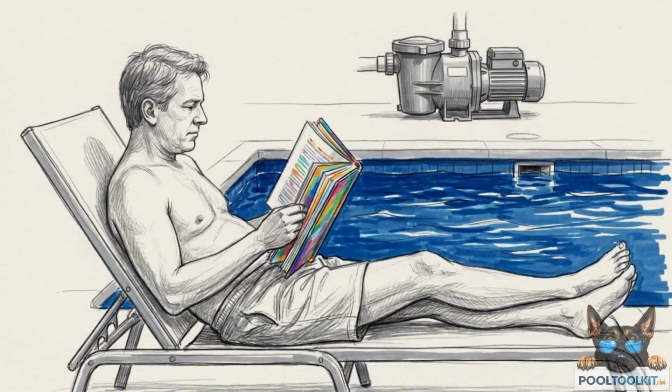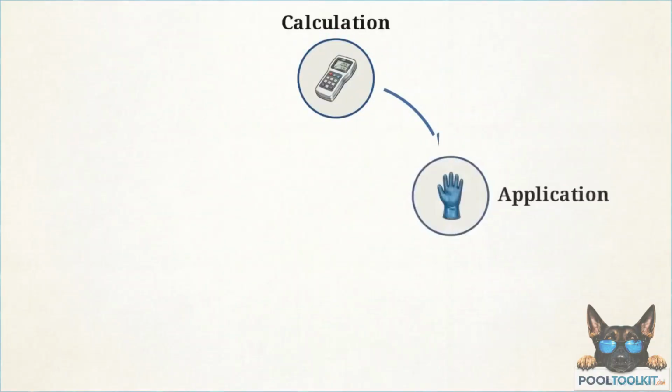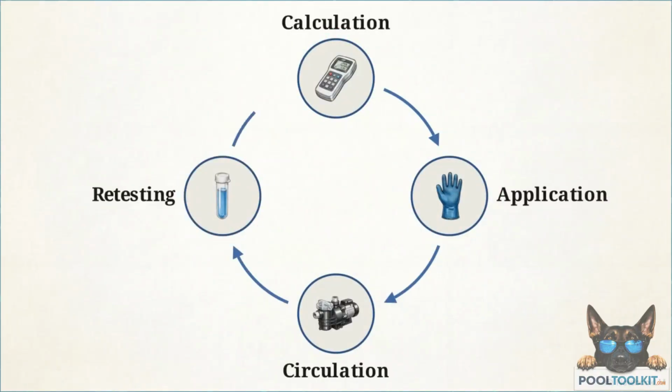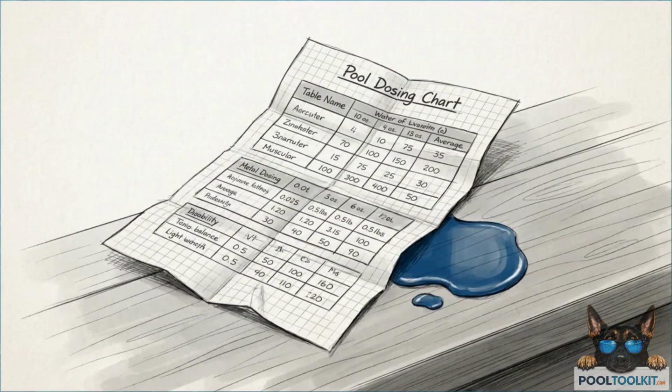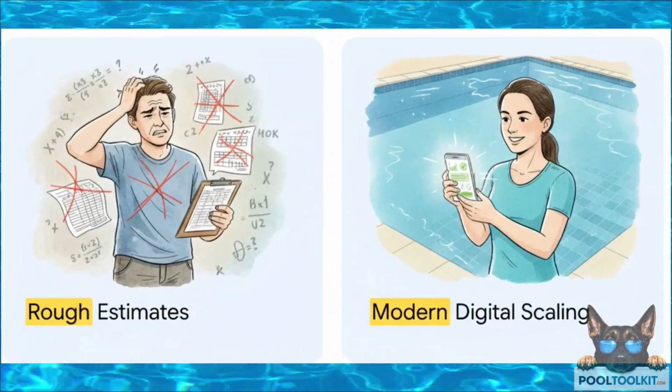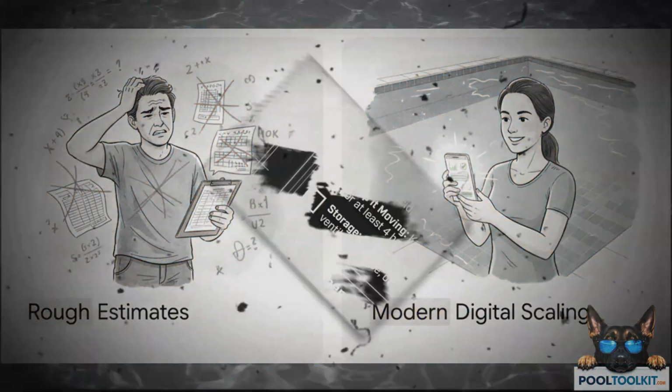And your last tool is patience. Calculate a precise dose. Apply it safely, let the water fully circulate, then retest. That's a complete system. It takes pool care out of the realm of guessing and turns it into a controlled, repeatable science.